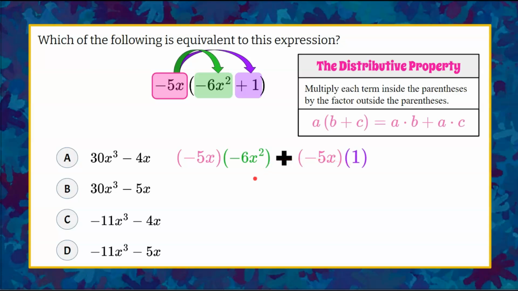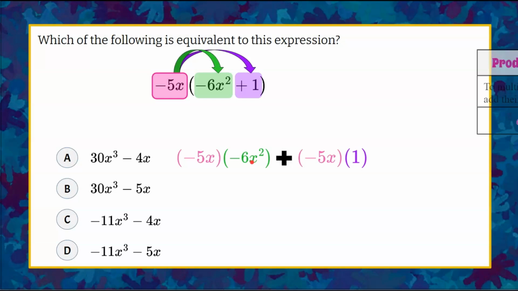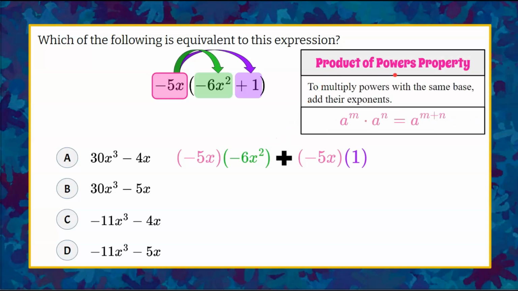So now we are ready to simplify and multiply these two terms. To find the product of these two terms, we're multiplying two variable terms with variables that have different exponents. So let's review our properties. We have the product of powers property, which states to multiply powers with the same base, we add their exponents. So when we have the same variable, x and x, we're going to take their exponents and add them.